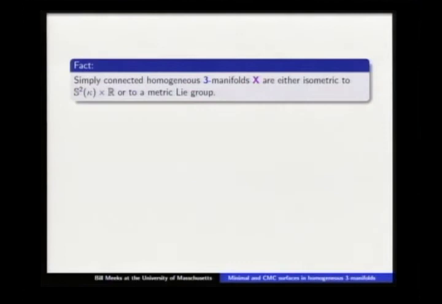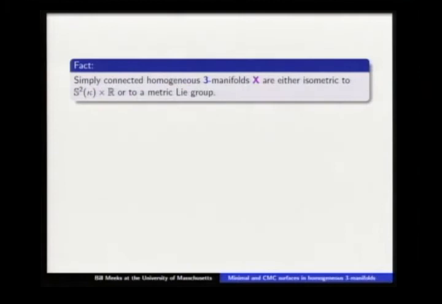Okay, so either you are this surface, a round sphere cross R, that's certainly homogeneous and simply connected, or you're what I call a metric Lie group, and a metric Lie group means I have a simply connected Lie group and a left invariant metric. That's nice, and it's also nice that Milnor classified these. He essentially wrote down formulas for every possible example. Basically, you're dealing with a three-dimensional space here.